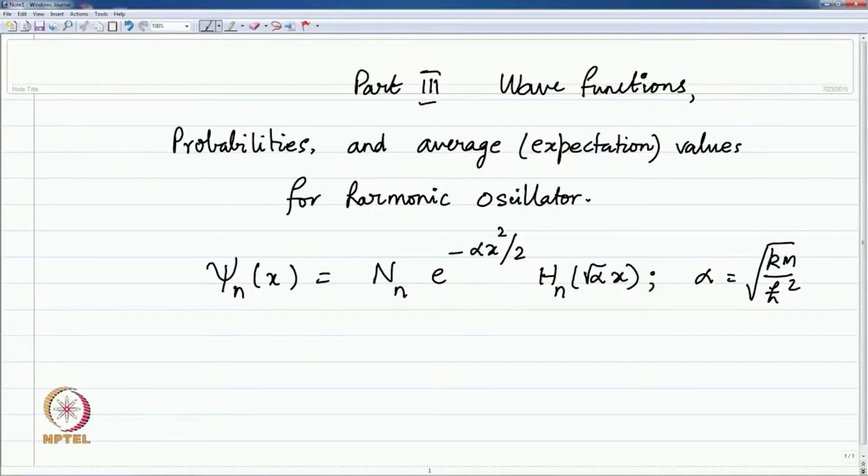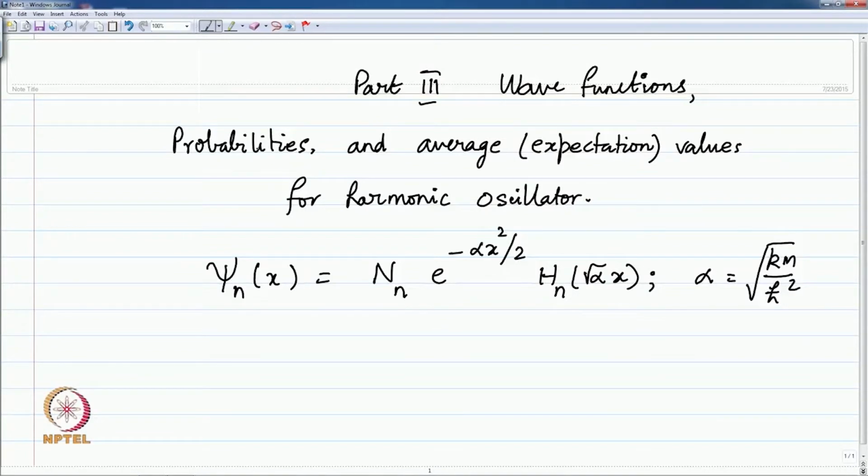Welcome back to the lectures in chemistry, and this is the continuation of the quantum mechanics and elementary atomic structure course. This particular lecture continues from where we left off in the harmonic oscillator. In the last lecture, let me recall what we did.